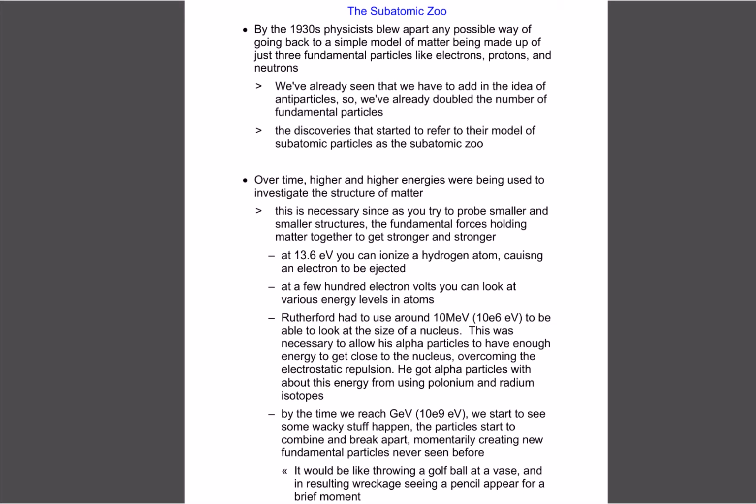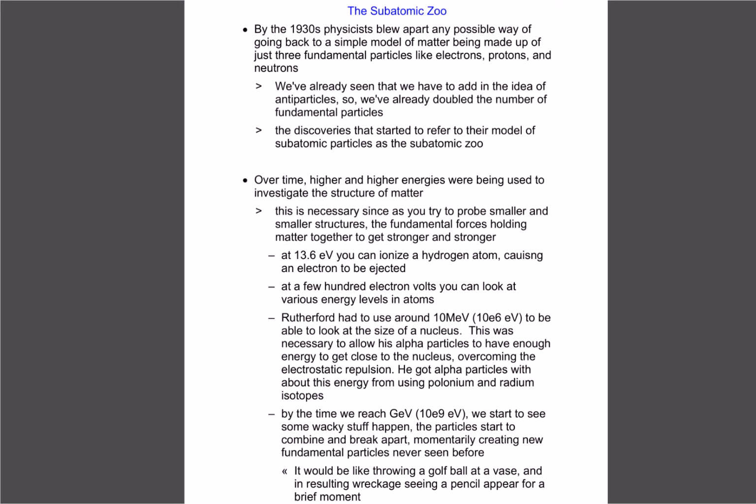The same sort of thing happens with atomic particles. We originally thought there were electrons, protons, and neutrons, but now we've also added the antiparticles of each of those, so we're already up to 6 different particles. Our zoo is getting bigger and bigger. Over time, scientists have discovered that higher and higher energies can get the particles to change into something different.